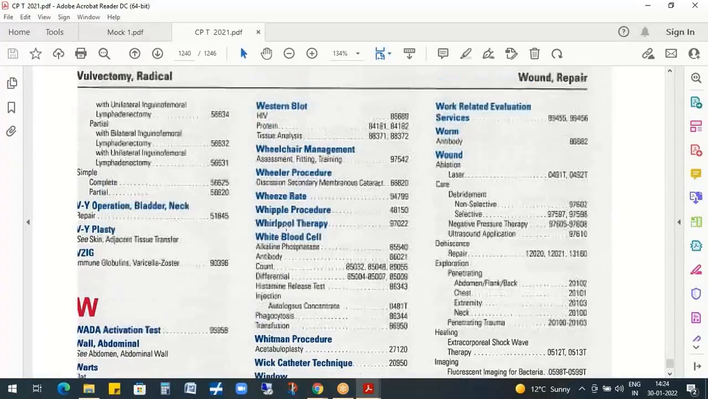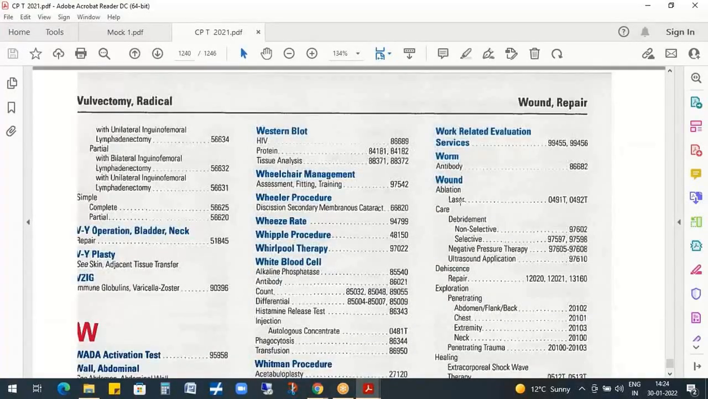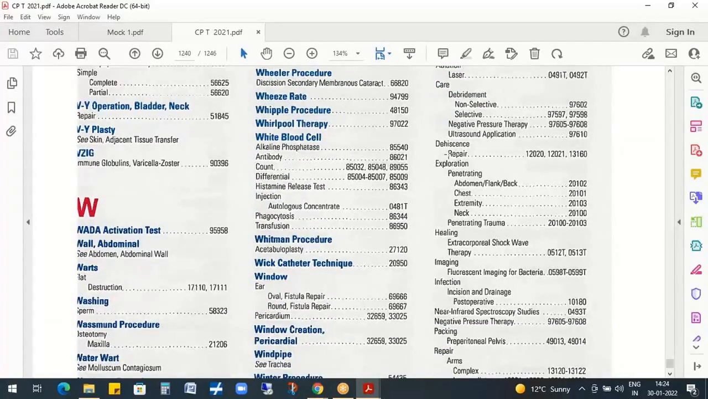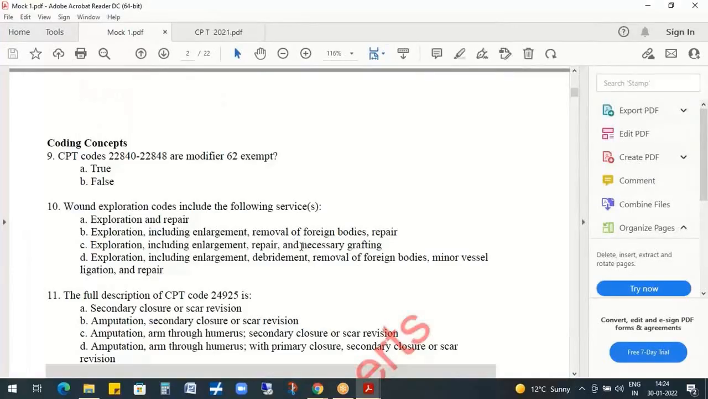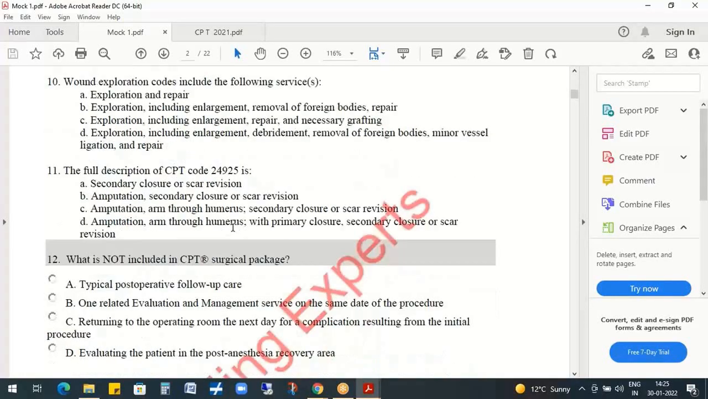Understood, everyone? If you see here, this is the key term, wound exploration. You will get the code series. Take the code series and you can go there. You will get the guideline based question, if you are getting any guideline based question. Then the third question is 24925. Are you able to read a complete code or not? They are testing that here.